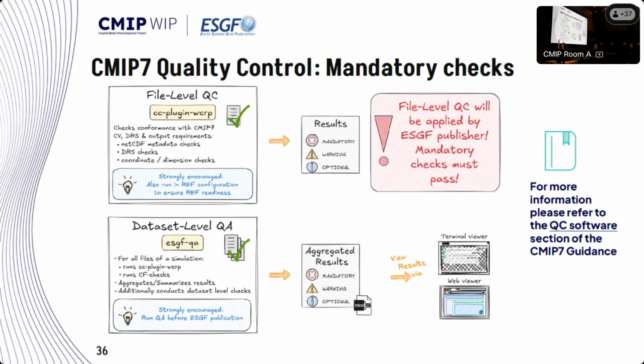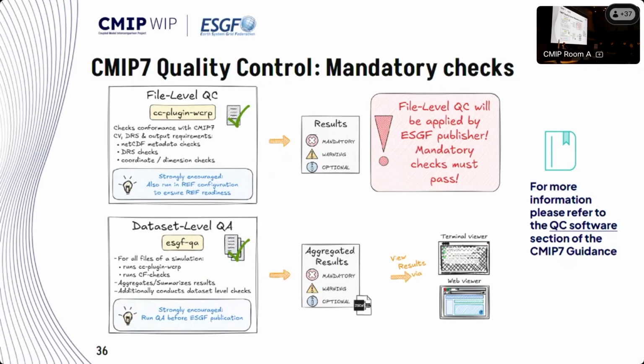It is the CC plugin WCRP. It is a plugin for the IOOS compliance checker, and it checks for the conformance with the CMIP7 output requirements, CV and DRS. We really recommend you to use this tool early on when setting up your data standardization workflow, so you will not have any unfortunate surprises when handing your data over later for publication.